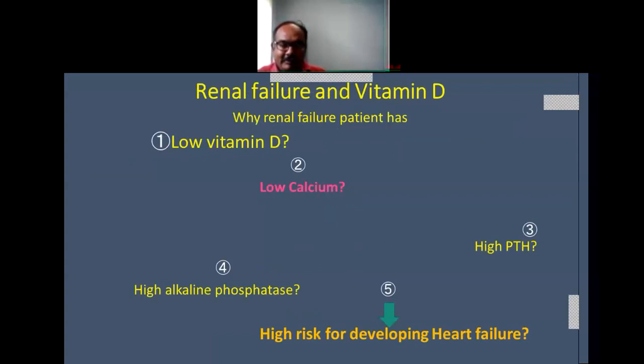If there is low vitamin D, calcium will automatically go down. Once calcium goes down, osteoblast activity increases. Once osteoblast activity increases, your alkaline phosphatase level will increase. And because of low calcium, PTH level goes high, and this PTH in turn increases your serum calcium level. This serum calcium in turn binds into your arteries, even the very small micro arteries, and the heart also, and the left ventricle also, so it leads to left ventricular hypertrophy.